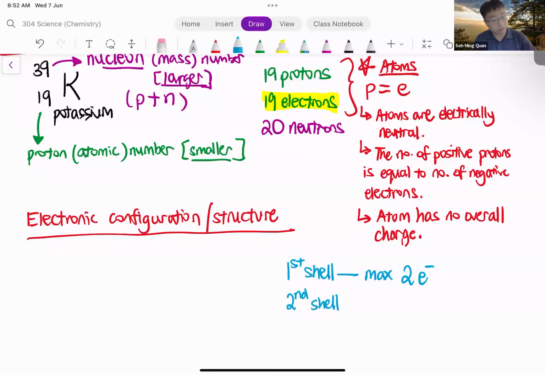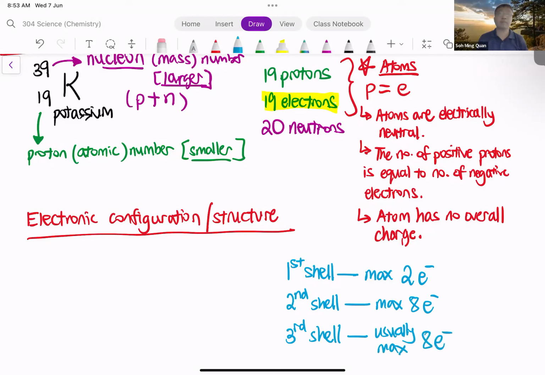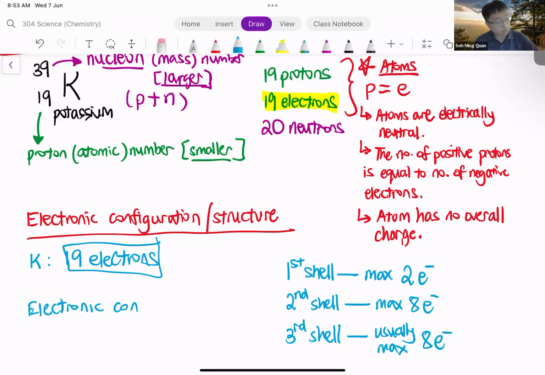The second shell, maximum 8 electrons. The third shell, also usually maximum 8 electrons. So the first shell is 2, the second shell is maximum 8, third shell also usually maximum 8. So now potassium has 19 electrons, you know. So what is the electronic configuration of a potassium atom?